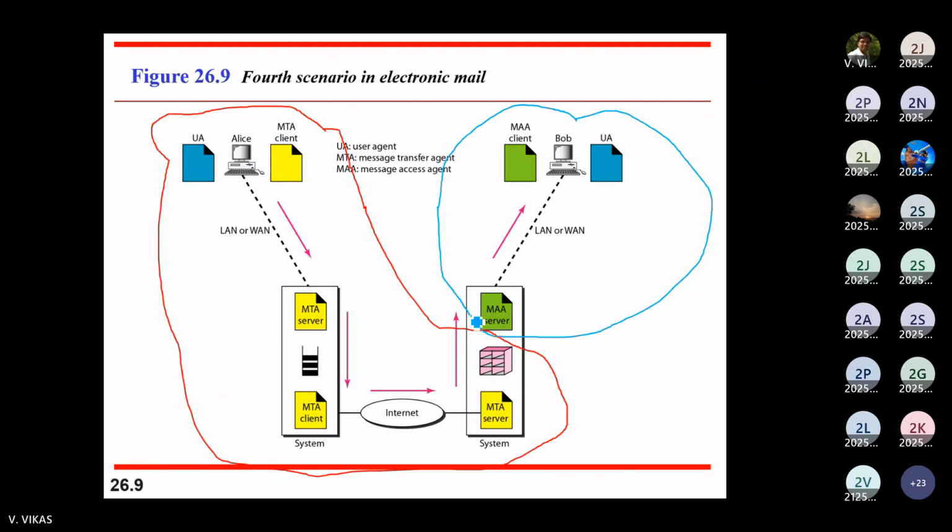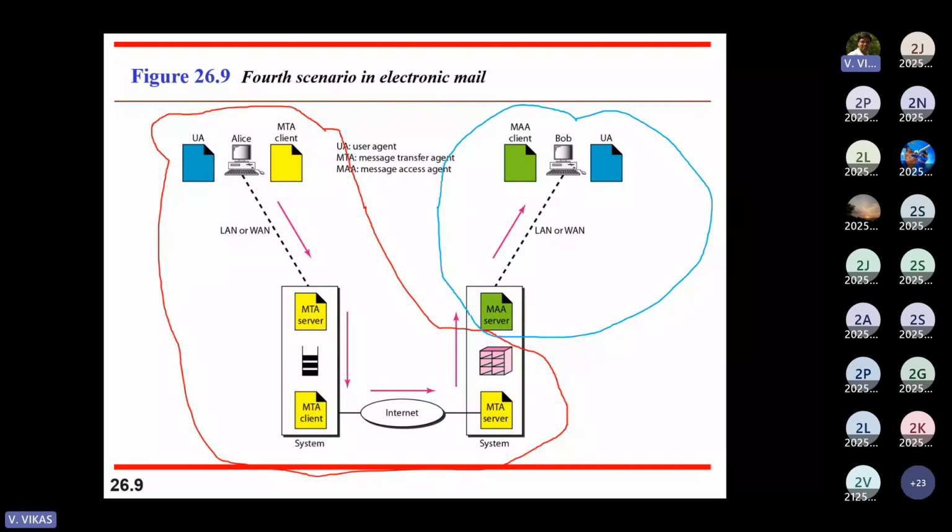Everything is the same: we have the user agent of Alice who is creating the message. The MTA client takes care of delivering from its system to its server. Again, from your server to the receiver server, the MTA client and server are taking care of it. But now the question comes: how will the user agent take the information from here? Because we have some restrictions over here.